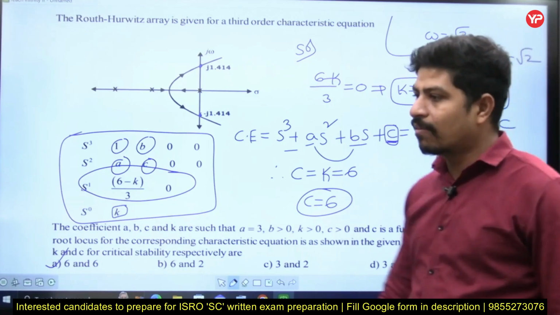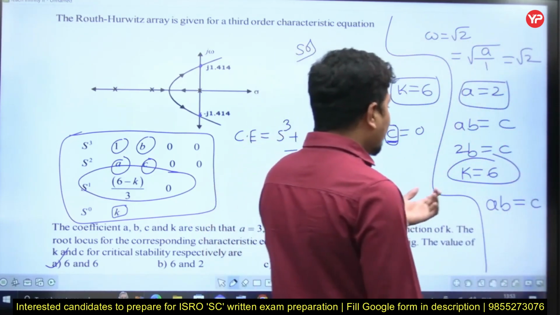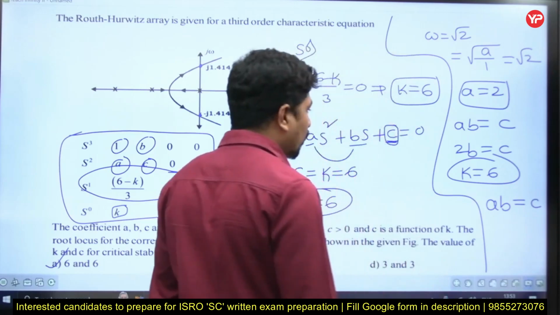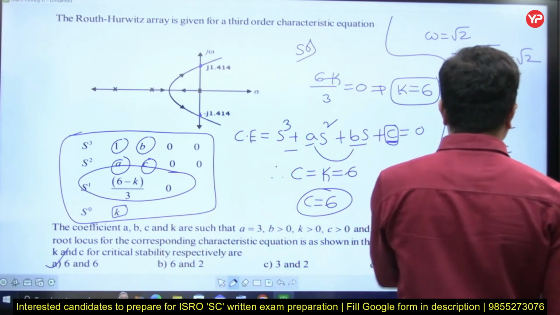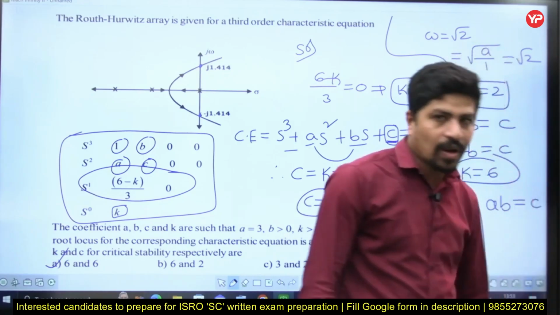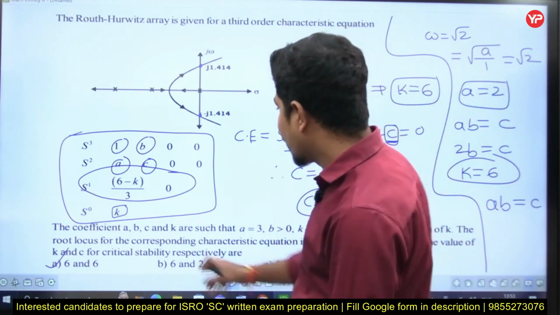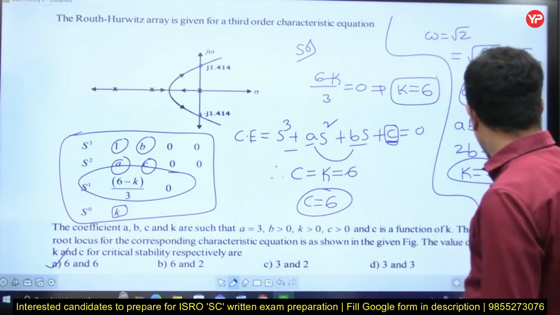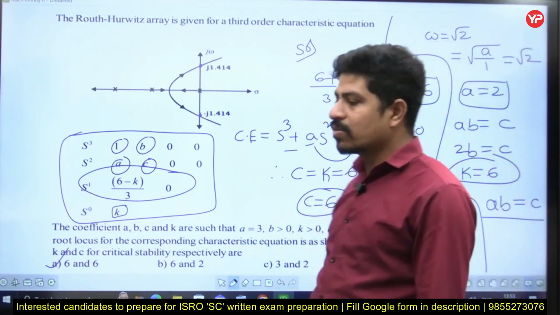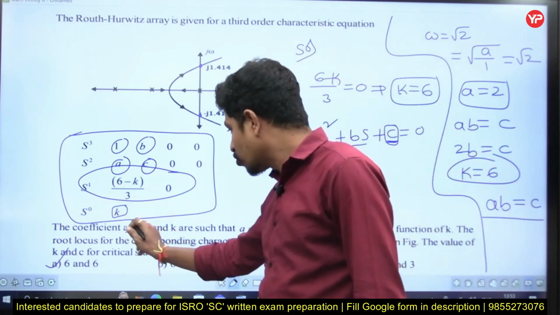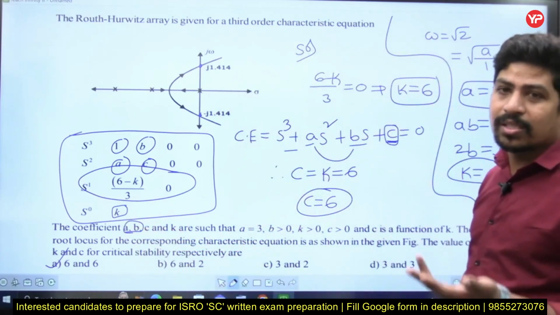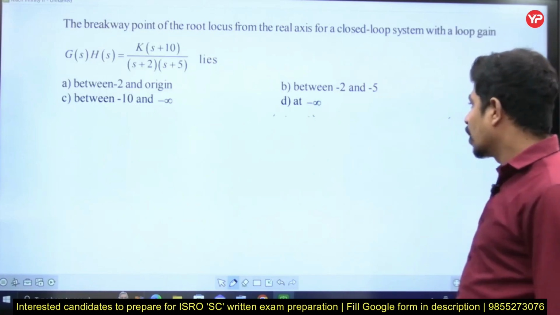This is the condition I have already. Now C is a function of K. We have AB is equal to C and K equal to 6. So from RH tabulation we understood that K equal to 6, you need not do more. If he is asking to find the A and B values also, then you have to go with the root locus. Let's go to the next question.